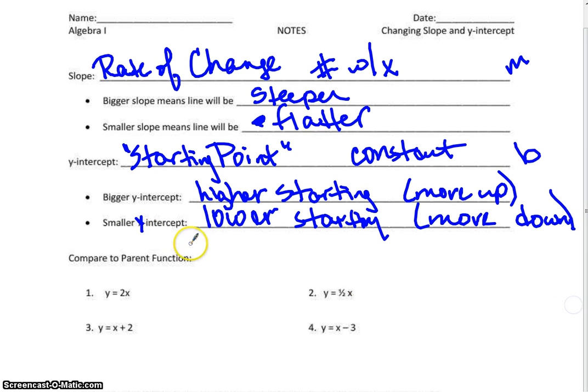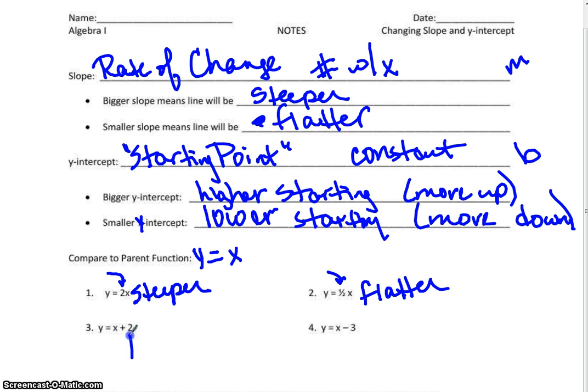So comparing to the parent function, which is y equal x, y equal 2x, the number in front of the x changed, that is your slope, it got bigger, and so it's going to be steeper. Y equal 1/2 x, the number in front of x, which is your slope, changed. It got smaller. It's going to be flatter.